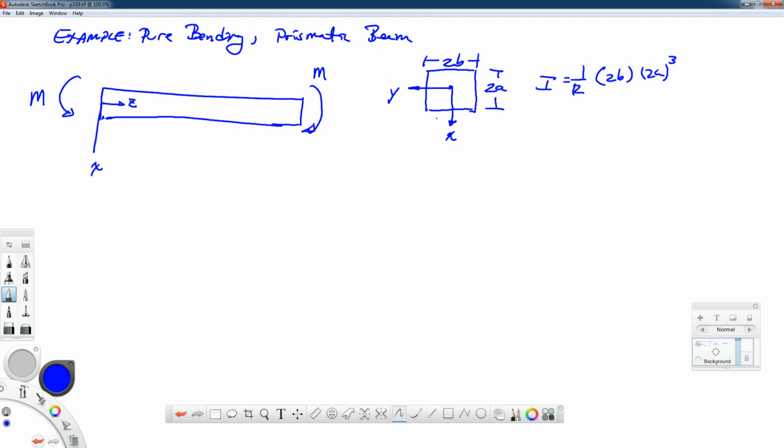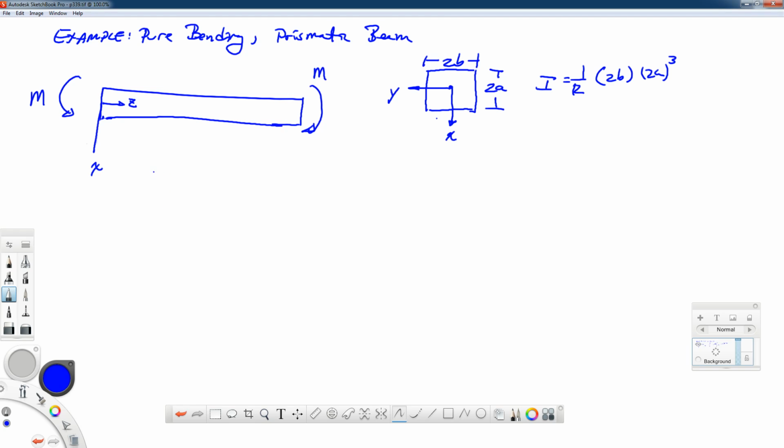Well, from elementary mechanics of materials, we have an idea of what we would expect the stress field to be. Now remember, this is going down the z-axis. We would expect the stress to get higher on the bottom and top edges, and it changes linearly with the distance from the centroid or the neutral axis.